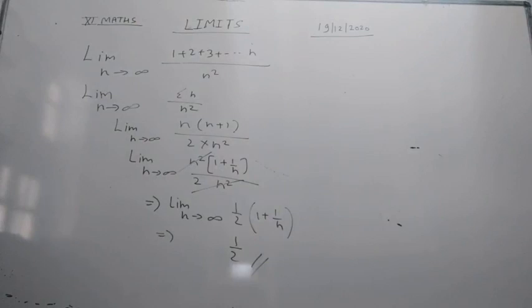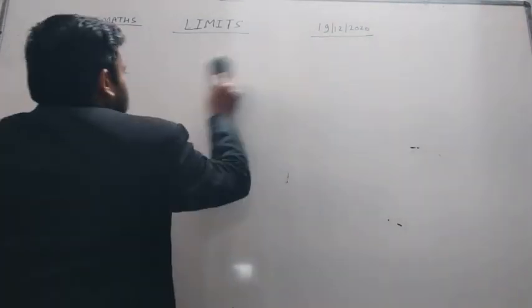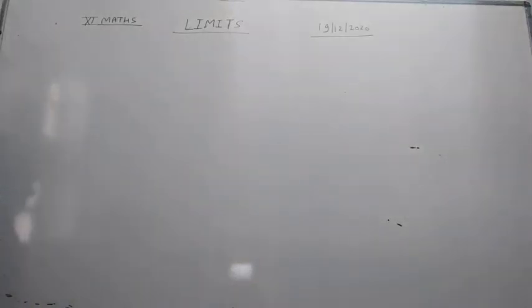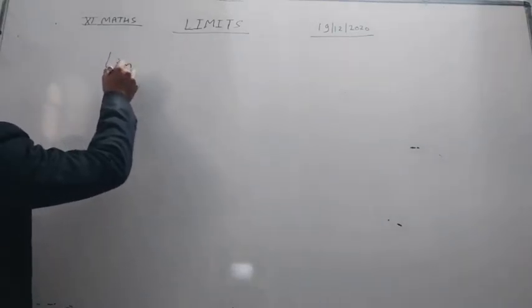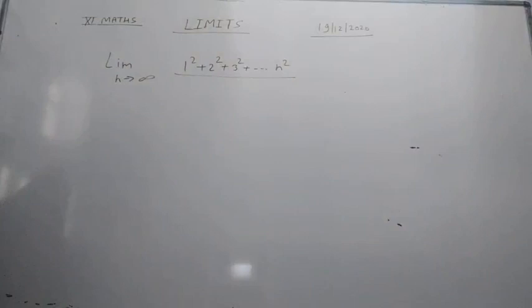Now we see another question. Our next question is limit n tends to infinity of 1 square plus 2 square plus 3 square plus dot dot dot n square by n cube.